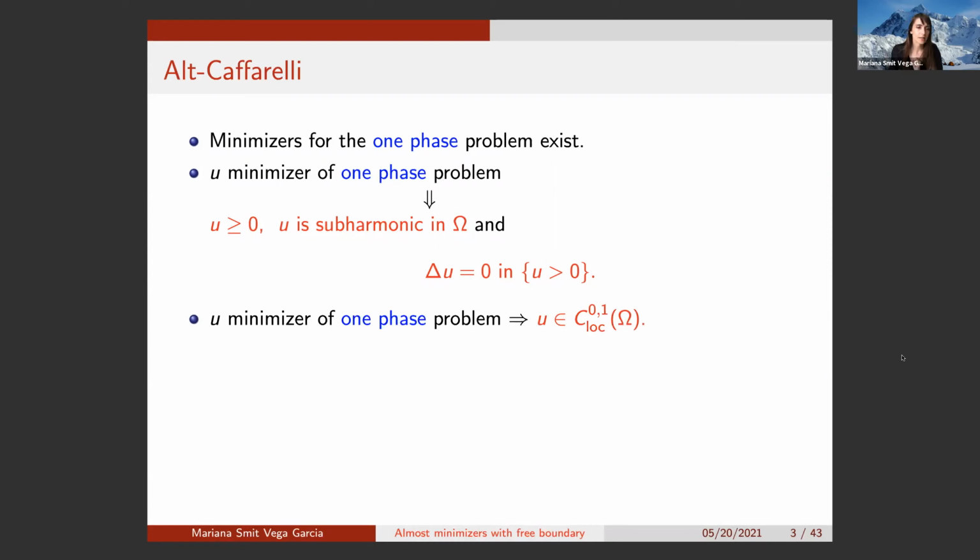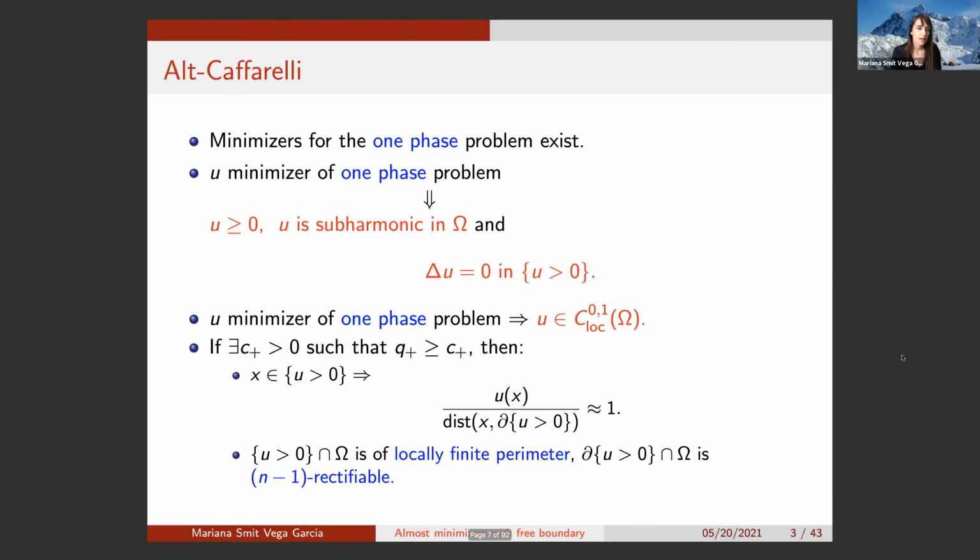With respect to regularity, which we are going to be interested in, you can show that if you have a minimizer of the one-phase problem, it is going to be locally Lipschitz, which is the optimal regularity that you expect. Finally, you can show that if your function q plus is bounded away from 0, with a bound c plus, then if you pick a point in the positivity set and look at the quotient between u and the distance between x and the free boundary, this is approximately 1. What this is telling us is that as you approach the free boundary, you grow like the distance to the free boundary. We can also show that the positivity set, where u is positive, is of locally finite perimeter, and our free boundary is n-1 rectifiable. So you can say things about regularity of the minimizer and also things about the free boundary.